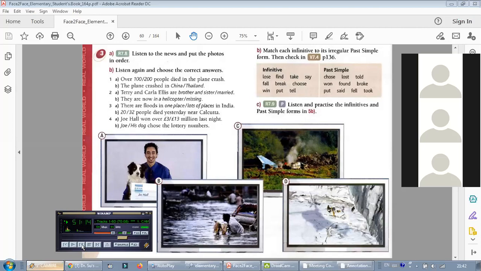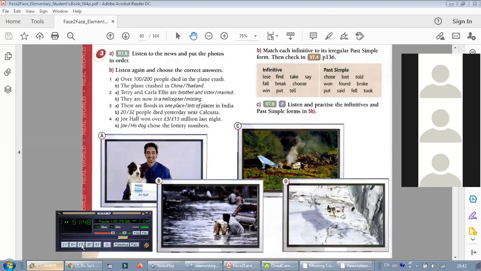In India, there are floods in many parts of the country after 5 days of heavy rain. Yesterday, 32 people died in floods near Calcutta. And finally, supermarket manager Joe Hall won over £13 million in last night's lottery, thanks to his dog. Joe told reporters today that his dog Max chose the numbers. That's the news this Thursday lunchtime. And now over to Wendy Simmons for the travel news.